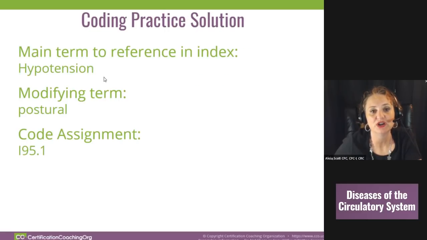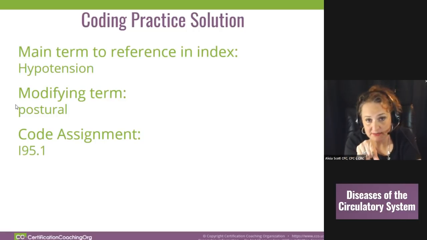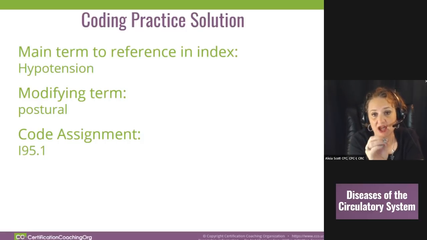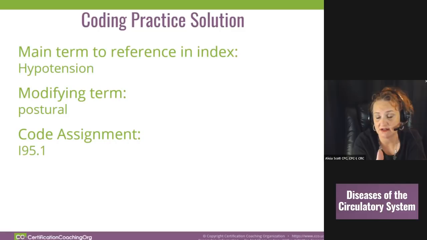So what do we do? We look up hypotension in the index, and then we're going to see a whole lot of different types of hypotension. You're going to see hypertension and then hypotension. You want to make sure you got hypotension. Go to postural, because that's what this is. Now remember, hypertension is I10, but this is hypotension. And not only is it hypotension, it's postural. So it would be I95.1. And then it tells you to go look it up in the tabular to confirm that there's not something else that you need to follow a guideline in.